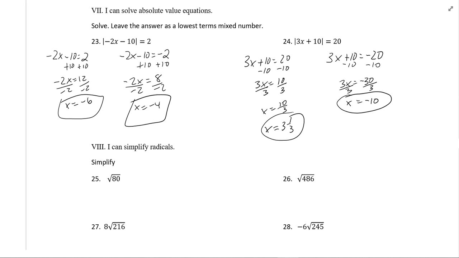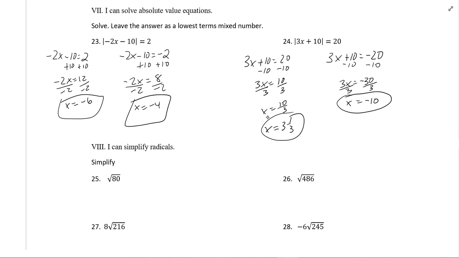Okay, so let's see how you did. So remember, the first equation, you can leave it the same: 3x plus 10 equals 20. The second equation, do not change anything from the absolute value. Just rewrite it, 3x plus 10, but you do change the sign of this number. So now it's -20.